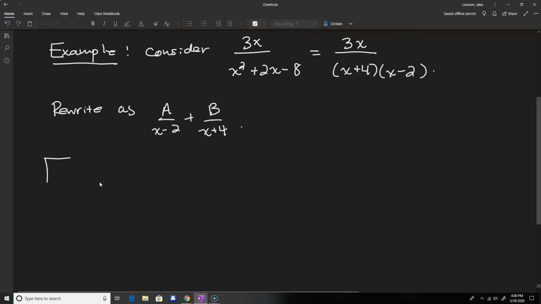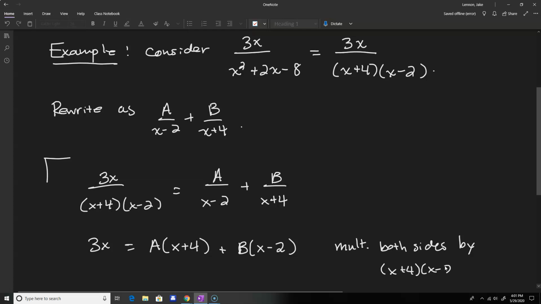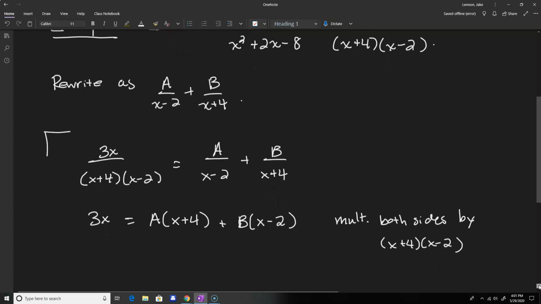So on the one hand, we have 3x over x plus 4 times x minus 2. That will equal a over x minus 2 plus b over x plus 4. Now, if we clear the denominators by multiplying both sides by x plus 4 times x minus 2, on the left we'll have 3x, and on the right-hand side the x minus 2 will cancel, and I'll be left with a times x plus 4. And for the second term, the x plus 4 will cancel, and I'll be left with b times x minus 2. We just multiplied both sides by that polynomial and canceled out the factors where appropriate.